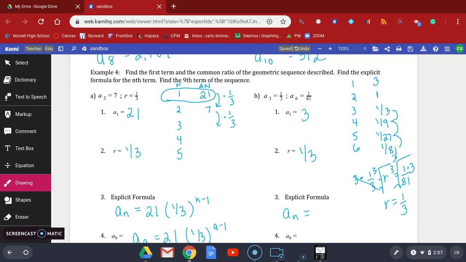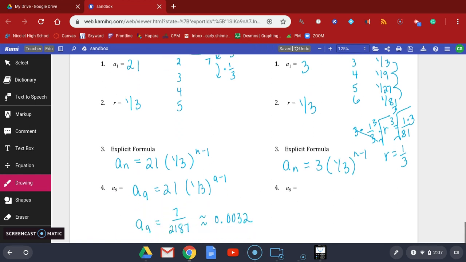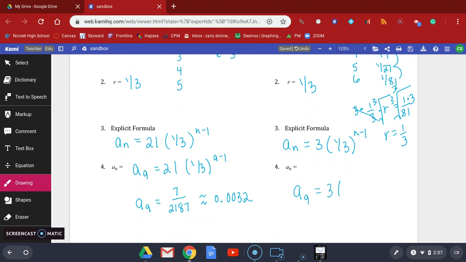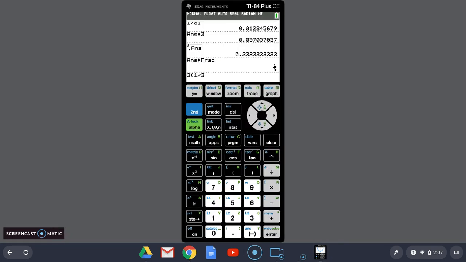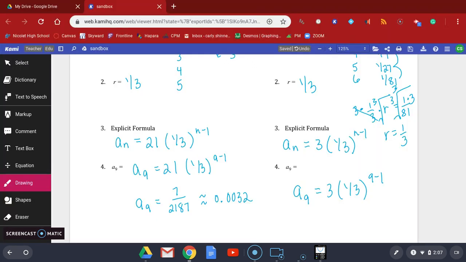So that gives me an explicit formula there. And then to find my 9th term, I'm going to plug in 9 for n. Plug that in over here. And 9 minus 1 is 8. Ooh, that's a very small number. You might want to put that into a fraction. And we get 1 over 2,187, which makes sense, right? Because in both cases, I'm taking 3 to the 8th power to get my denominator. So that's why you see that number popping up again.